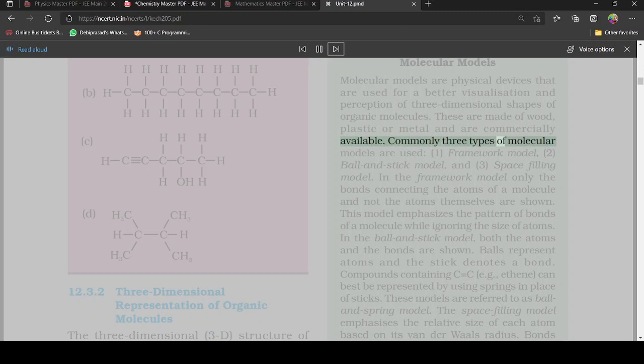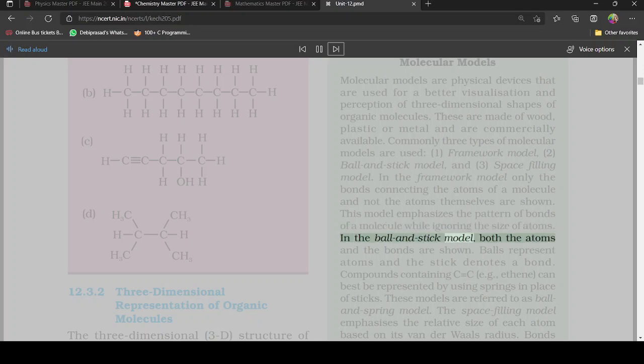Commonly, three types of molecular models are used: 1. Framework model, 2. Ball and stick model, and 3. Space-filling model. In the framework model, only the bonds connecting the atoms of a molecule, and not the atoms themselves, are shown. This model emphasizes the pattern of bonds of a molecule while ignoring the size of atoms.